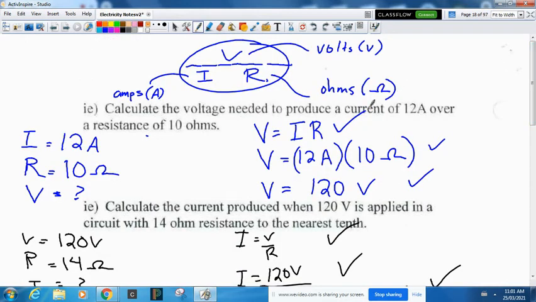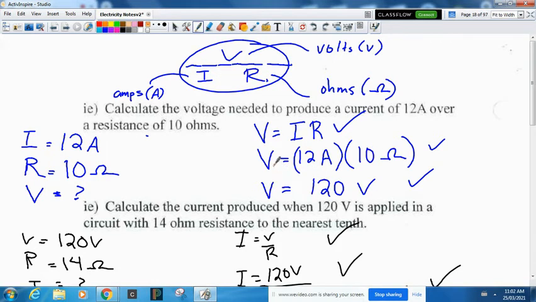And so here is a case where you have to calculate the voltage needed to produce a current of 12 amps over a resistance of 10 ohms. Okay, and so here's how you need to do these. You need to write down I equals 12 amps, R equals 10 ohms, V is what you're trying to find out, so there's a question mark. Okay, and so I need a V formula, so cover up V up here, I get I times R. And then 12 amps times 10 ohms. I just take the numbers from there and substitute them here.